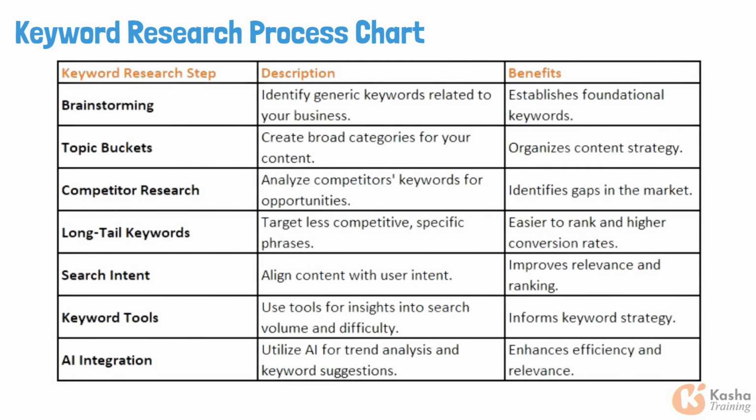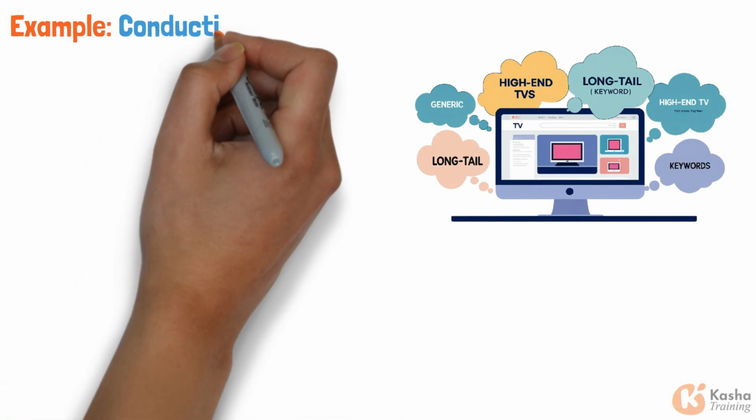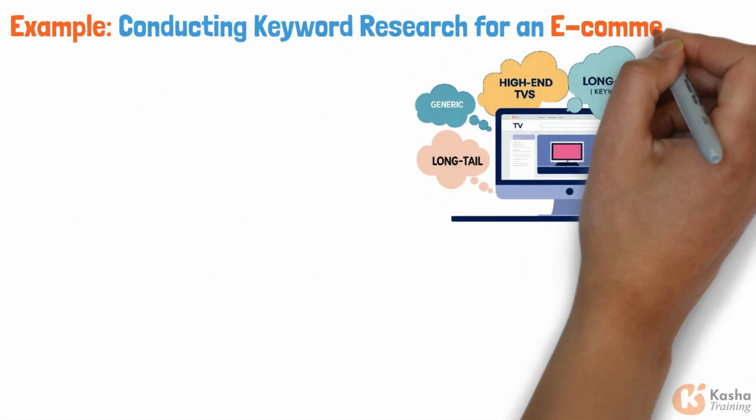Long-tail keywords: target less competitive, specific phrases. Easier to rank and higher conversion rates. Search intent: align content with user intent. Improves relevance and ranking. Keyword tools: use tools for insights into search volume and difficulty. Informs keyword strategy. AI integration: utilize AI for trend analysis and keyword suggestions. Enhances efficiency and relevance. Example: conducting keyword research for an e-commerce site.